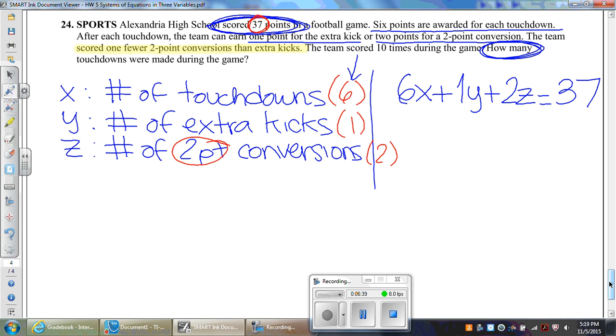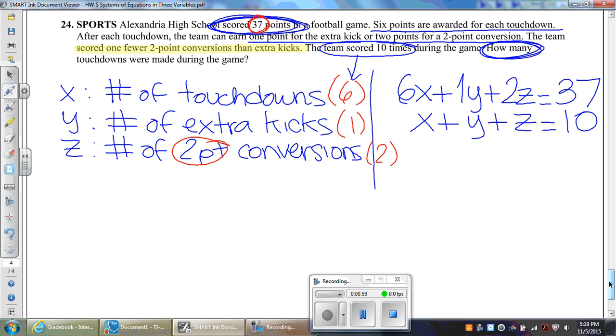Now for the second one, I can use the statement here. The team scored 10 times during the game. So x number of touchdowns, y number of extra kicks, and z number of 2-point conversions, that equals a total of 10. They scored 10 times.